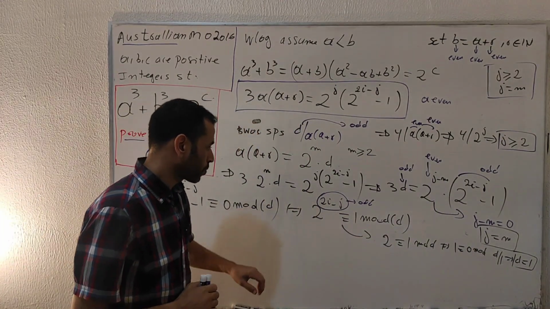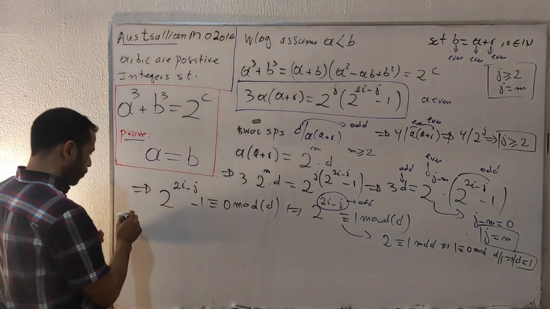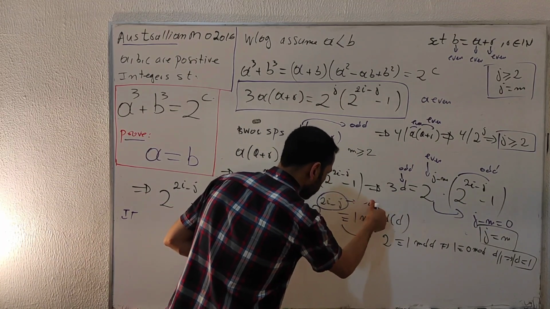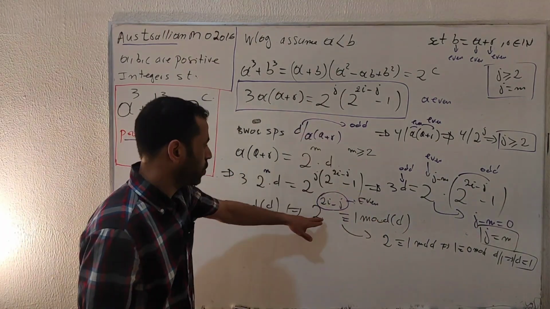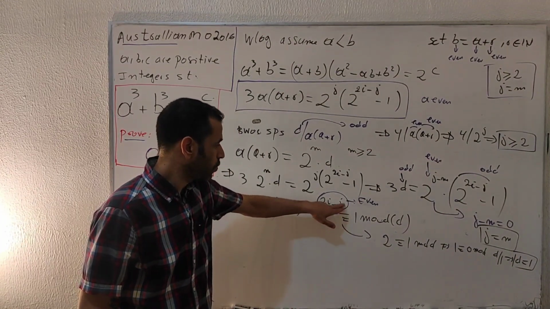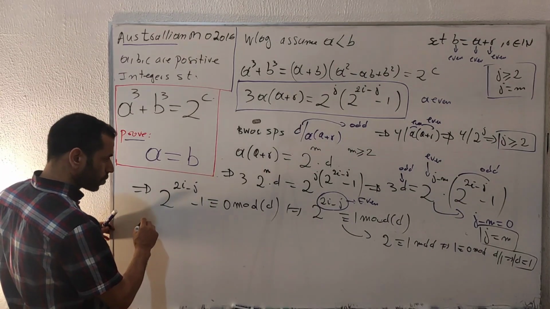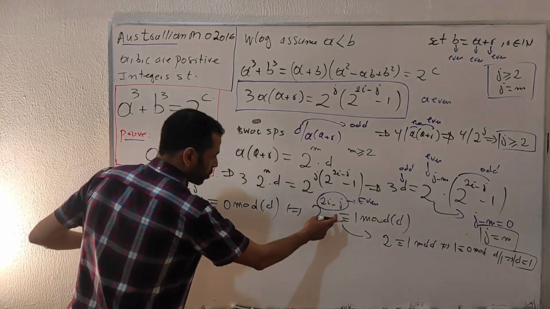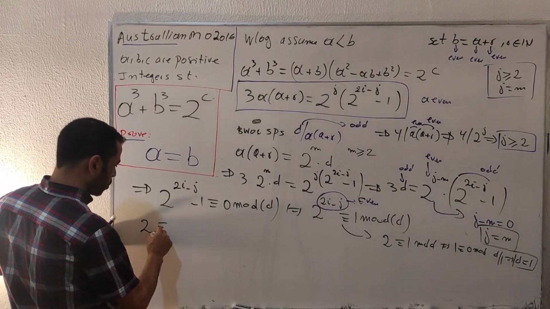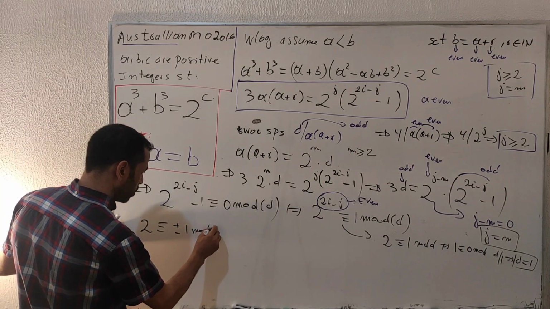But the problem, if this exponent is even, I'm going to change it just here. If this exponent is even, which means j is even, okay? If j is even, I will have two cases here. After taking off this exponent, I will have two cases. I will have 2 is congruent to plus or minus 1 mod d, okay?